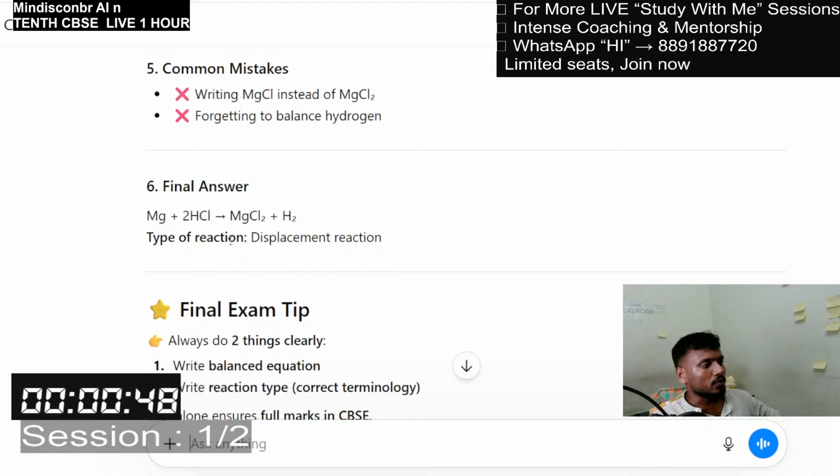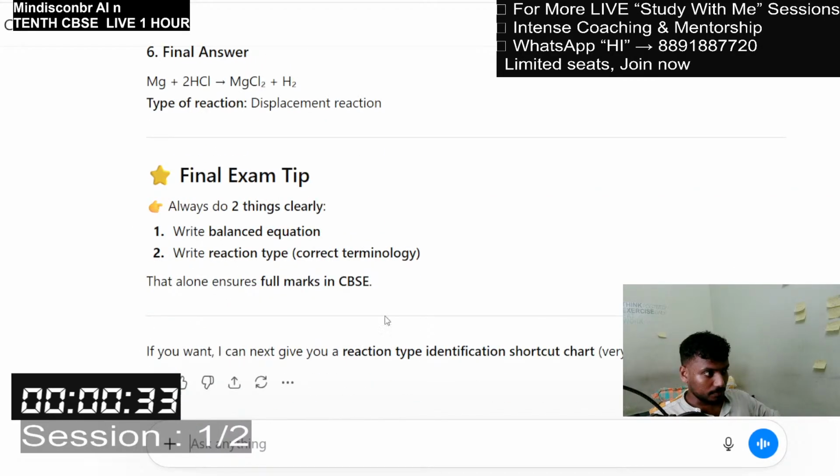This is an example of a displacement reaction. In the reactivity series, magnesium is at the top and hydrogen is lower down, so the reactivity of magnesium is greater than hydrogen. So magnesium displaces hydrogen from HCl and forms MgCl2 and hydrogen. Always do 2 things clearly: write the balanced equation, and write the reaction type using correct terminology.